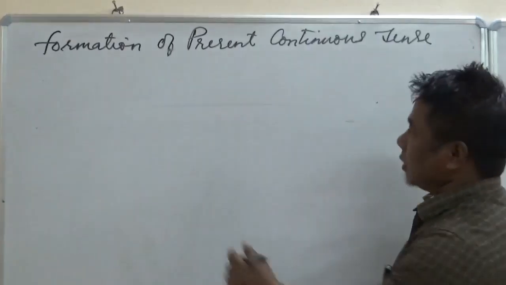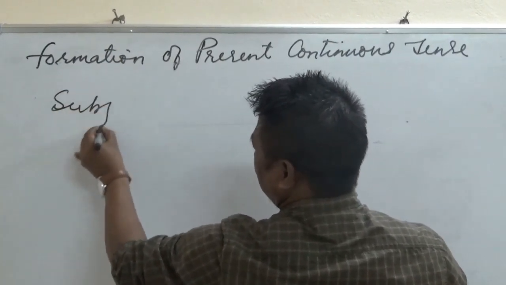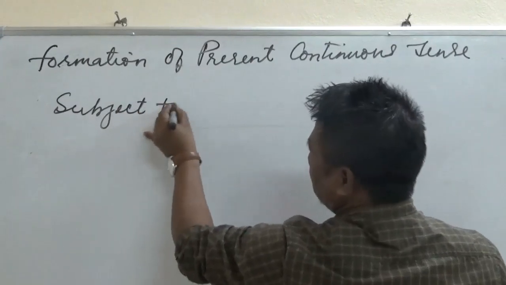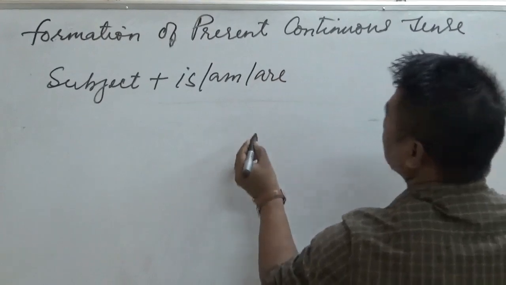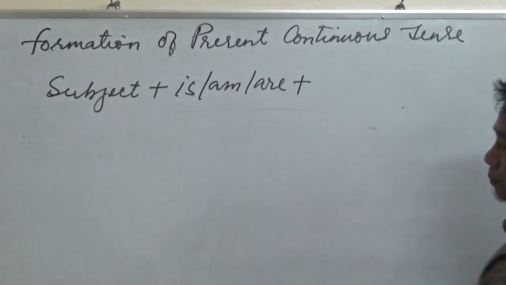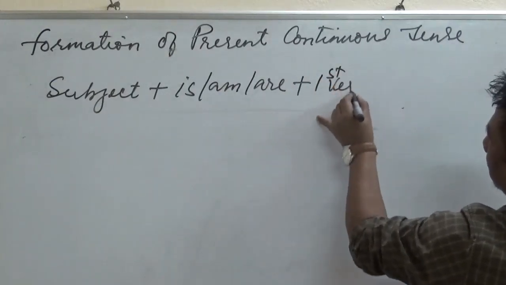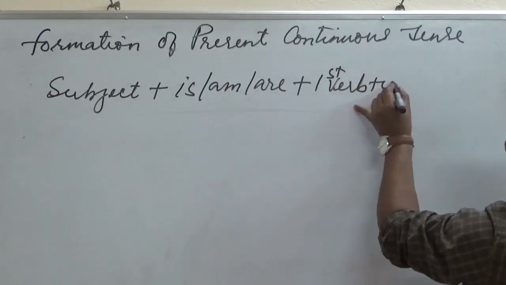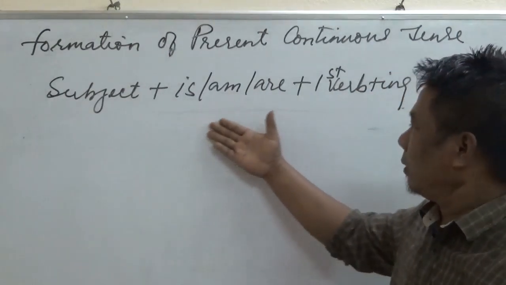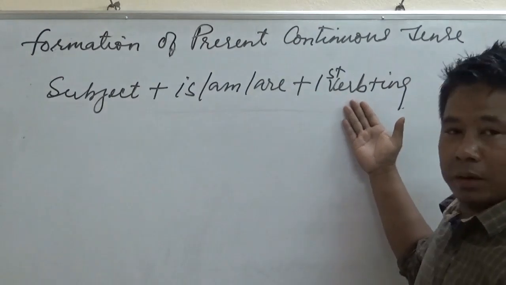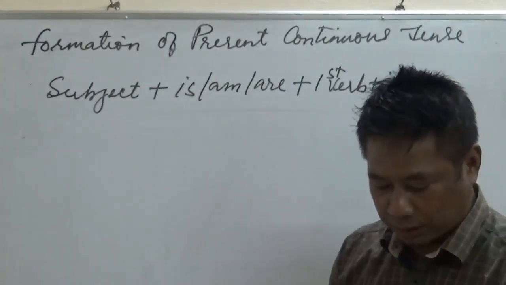So, the sentence has the subject plus is, am, or are, plus the present participle, the first form of the verb. For most of them, ing will do it. So the pattern is subject plus is, am, or are, plus verb-ing.